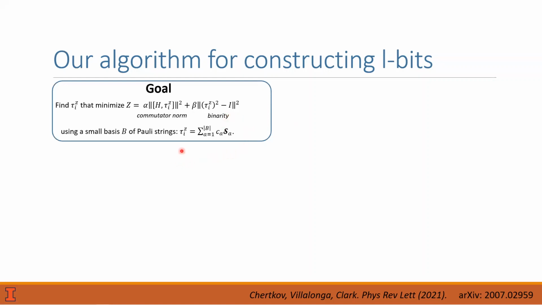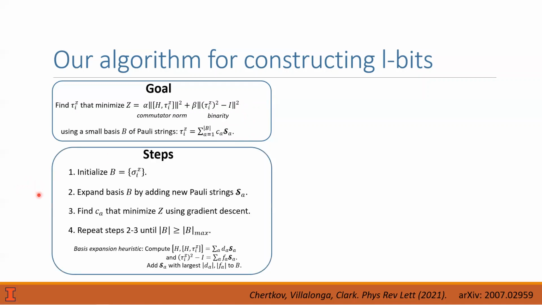What we do is we represent the L-bit using a small basis of local Pauli strings. So our L-bit is just a sum of these Pauli strings, and we have to determine these coefficients. That's what we do in the optimization. Using a finite basis, we optimize these coefficients c_a to minimize the objective function.